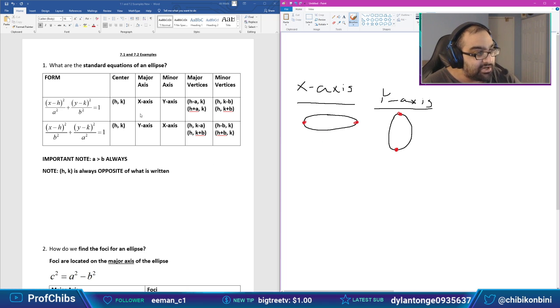I said, well, what's the major axis? What's the minor axis? What are my major vertices, which are the points in red, and what are the minor vertices? One of the things that I don't like is that the book does not talk about minor vertices, but it absolutely needs to, considering that you need these 2 points here in order to map out the ellipse appropriately, okay?